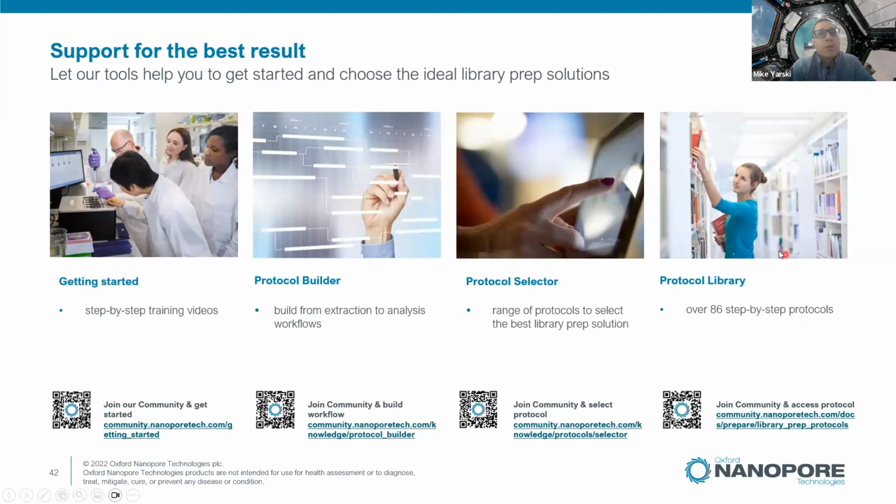Now, if you have problems getting through this, because some of these seem to be redundant, it's because we're trying to be flexible with the main library prep. So a lot of these protocols are based on the ligation kit. It's just how you tweak that kit to get the type of library you want.